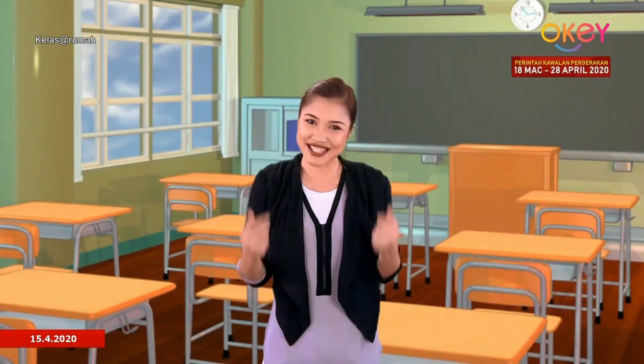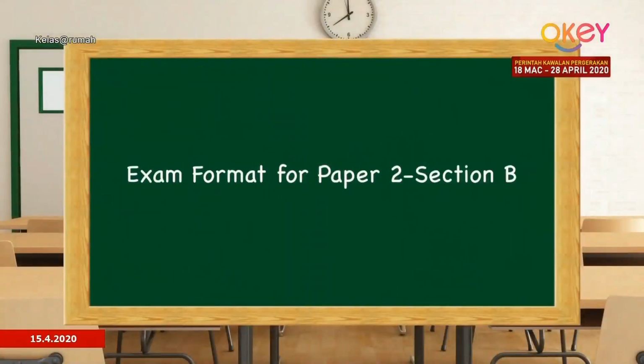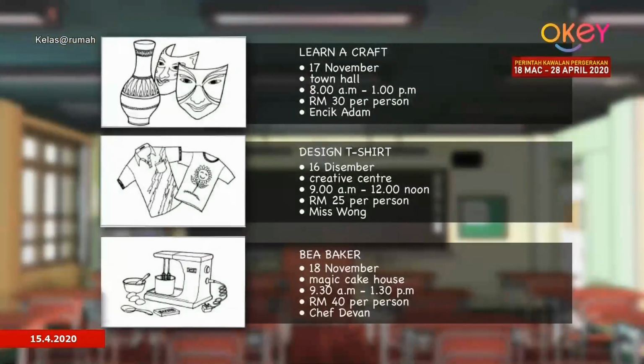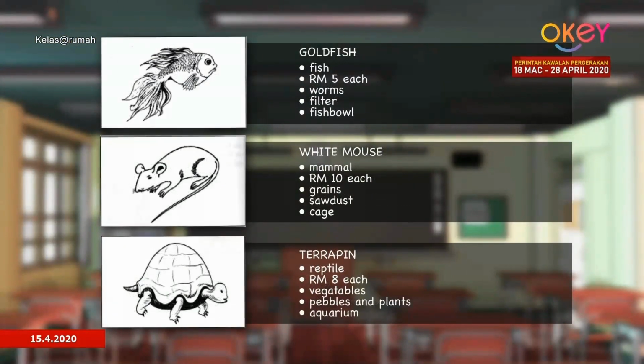Ready? Let's go! Exam format for Paper 2, Section B. There are 2 parts to Section B. They are questions 2A and 2B. A non-linear text would be given. Usually, it is a poster or an advertisement for 3 products.